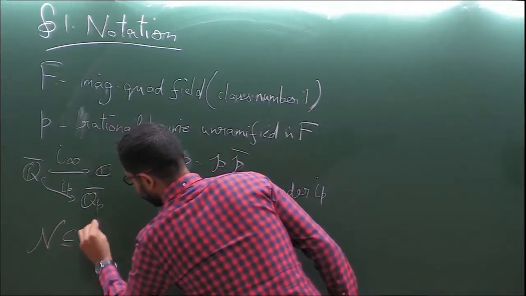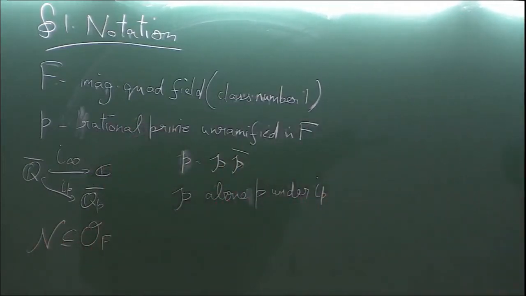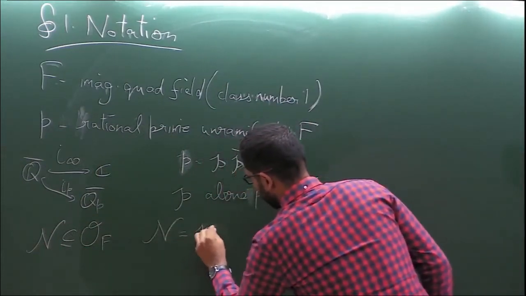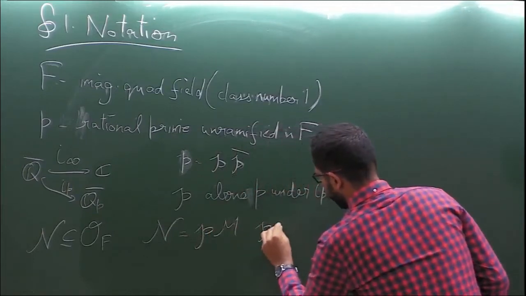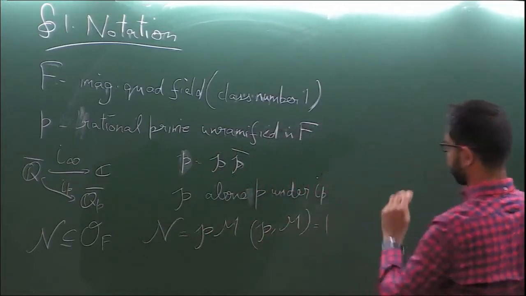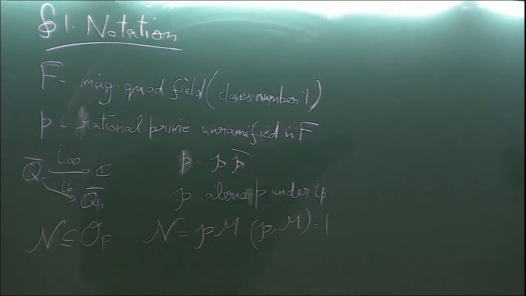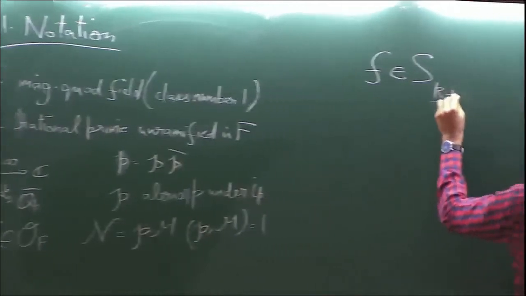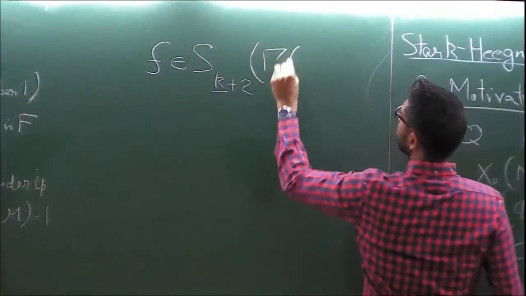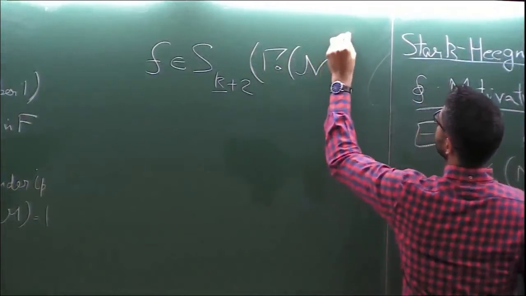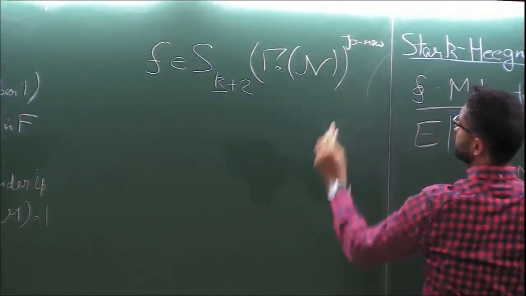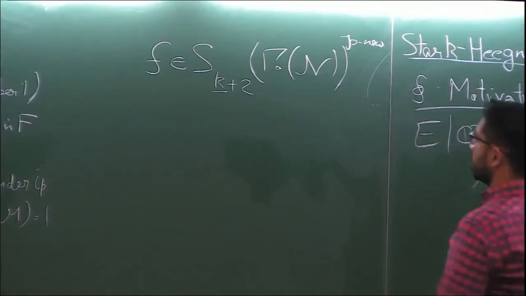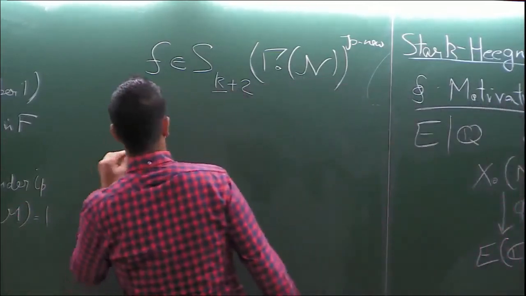So N will be an ideal in OF, the ring of integers of F, such that N is of the form Pm, where P and M are coprime. So this is fixing levels. Then I'll fix a Bianchi cusp form F, say of parallel weight K plus 2 and level N, such that it's also new at P. So P is in the level, and I want F to be new at P.